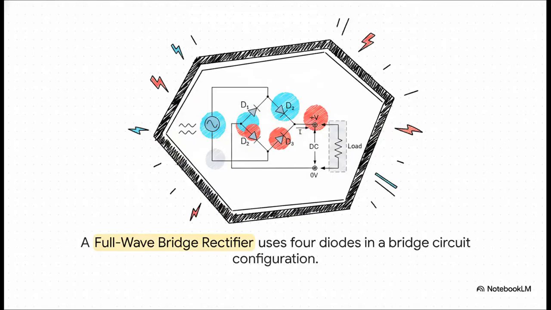This is the hero of our story. It's made of just 4 simple components called diodes. You can see them labeled D1 through D4. And it's this special diamond-like arrangement that's the real genius here, letting it sort out that messy electrical flow.